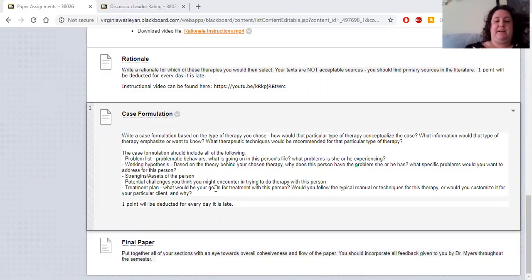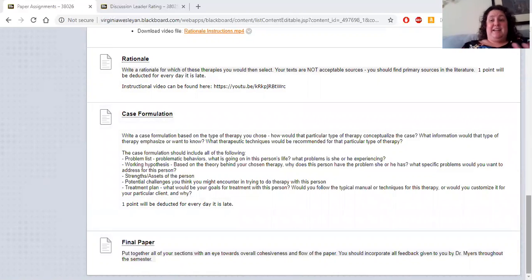And then your treatment plan. What are your goals for treatment with this person? Not to murder people might be one, right? Or it could be something a little bit less extreme, like trying to help them recover from depression, or trying to help them establish strong interpersonal relationships. Would you follow the typical manual or techniques for this therapy, or would you want to customize it for your client, and why? And if you're going to customize it, say how.